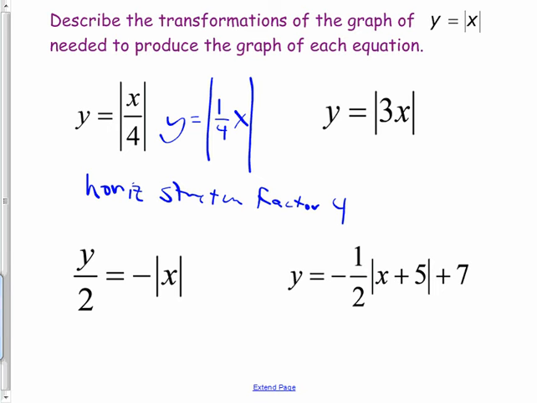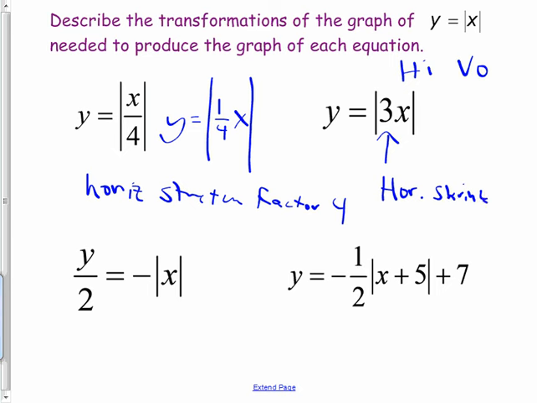Okay? This one. Is that going to be a stretch or a shrink? That's the key word. It's a shrink. Seems like it should be a stretch, but it's a shrink. So is that horizontal or vertical? Remember, it's high O. It's horizontal on the inside. So that is a horizontal shrink.